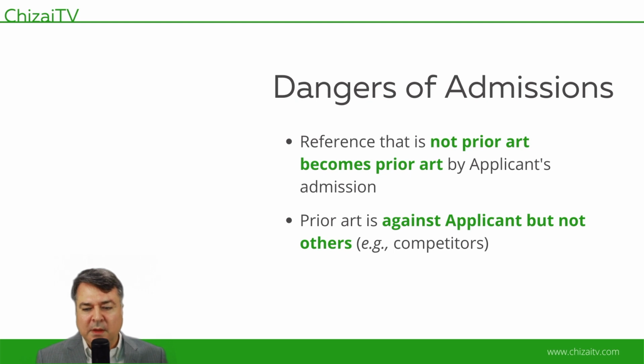So, for example, a reference that is not prior art can actually become prior art if you admit that it's prior art. For example, in your application or during prosecution, if you state that something is prior art or a technology is known, then it is known against you. Even if you're wrong, even if it's not prior art, it will become prior art because you said it is. And that's very dangerous for you.